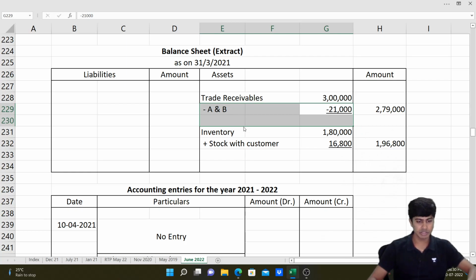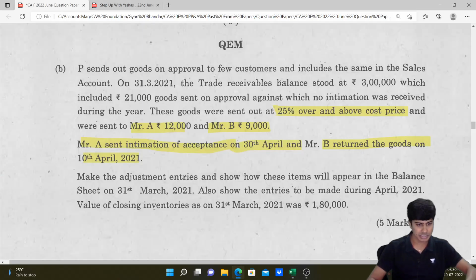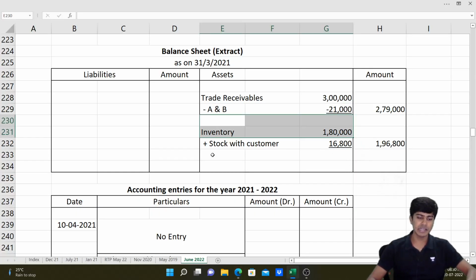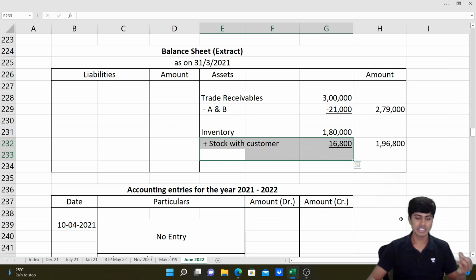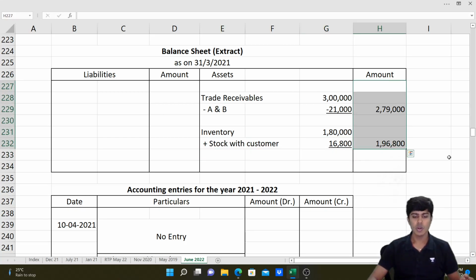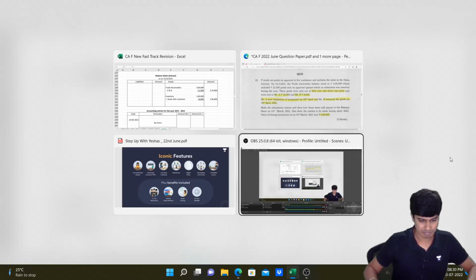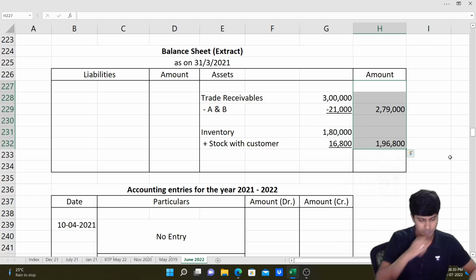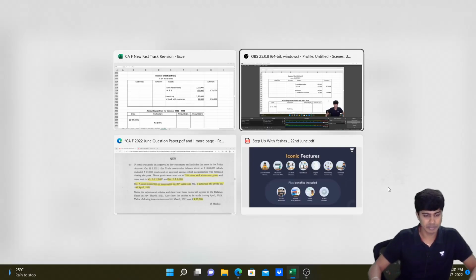I'll include in my stock. So stock with us, inventory, 1,80,000. That's given in the question. Somewhere here only given. Yeah, 1,80,000. To that, I'll separately add that stock which is there with our customer, 16,800, bringing our total stock to 1,96,800 rupees. Got that, guys? Fantastic. So this is how we prepare balance sheet extract after considering goods sent on approval. I hope all of you understood this. Chalo, let's quickly go to the next part.